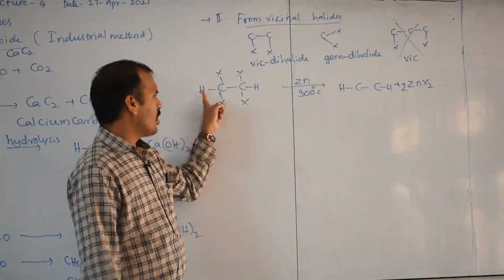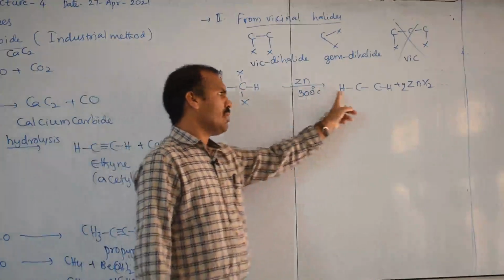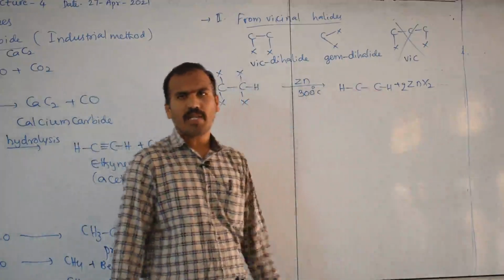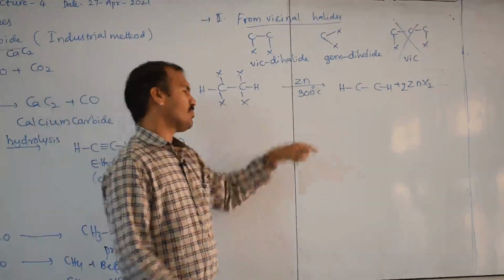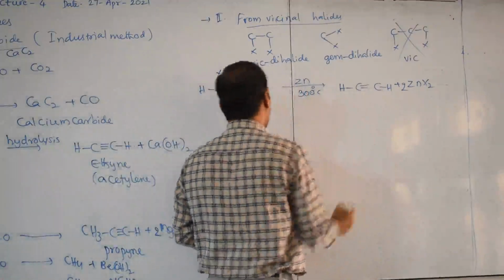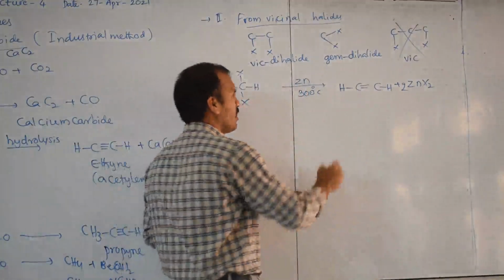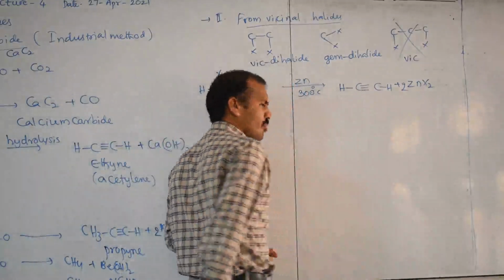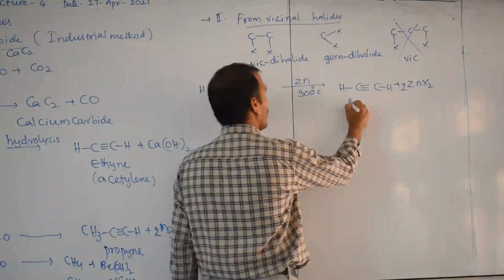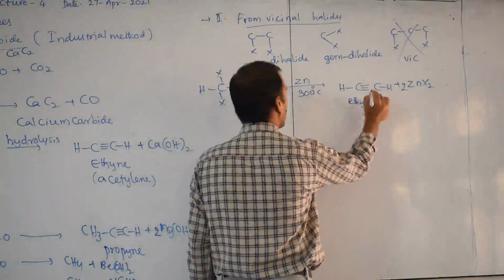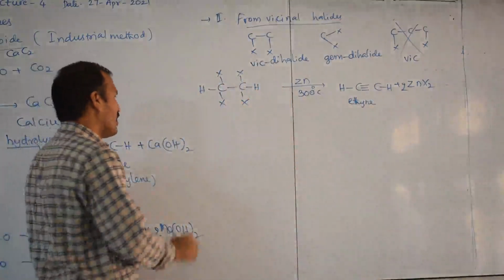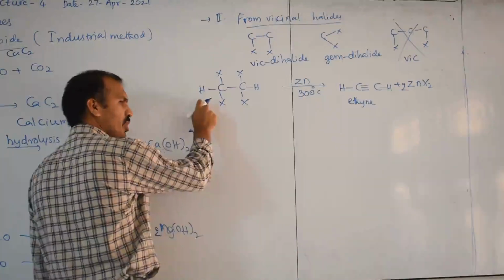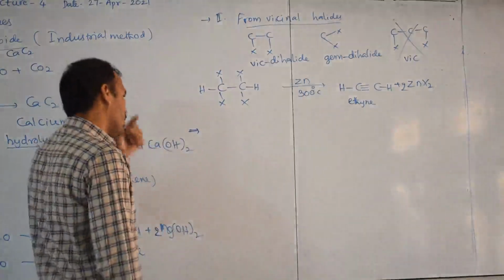Now hydrogen, carbon, carbon, hydrogen. But here the valence is not satisfied. Therefore, if these two are out, then one bond forms. If these two are out, then one more bond forms. In total a triple bond is formed. Its name is ethyne. In your textbook this is the equation given, but this is also important for your competitive exams.